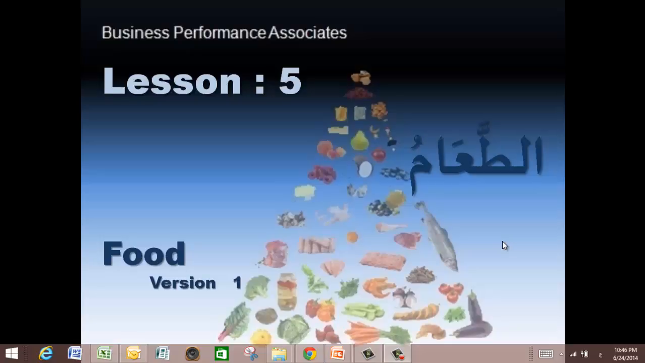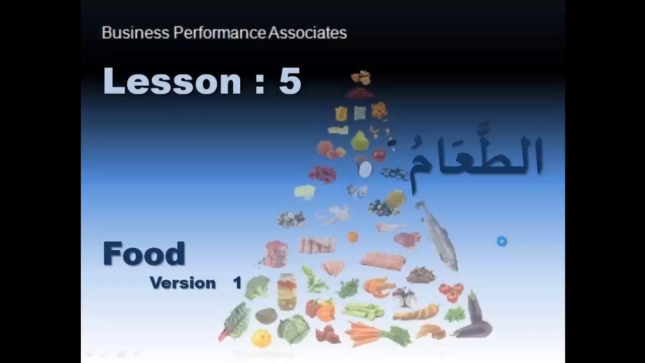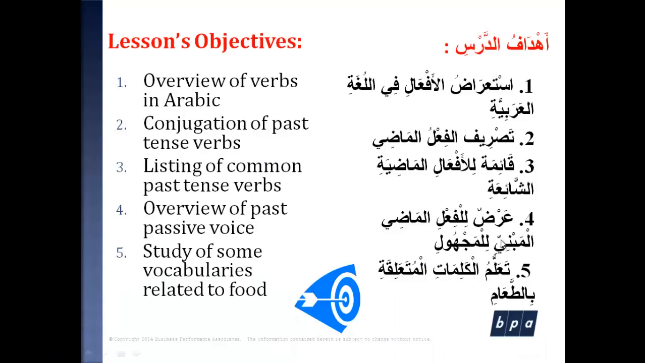Welcome to Lesson 5. The theme for this lesson is food, الطعام. Lesson's objectives: overview of verbs in Arabic, conjugation of past tense verbs, listing of common past tense verbs, overview of past passive voice, and study of some vocabularies related to food.